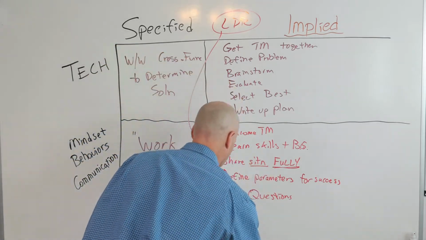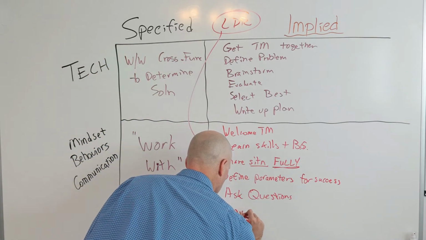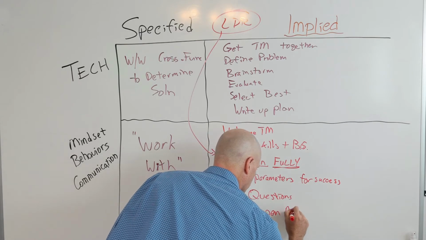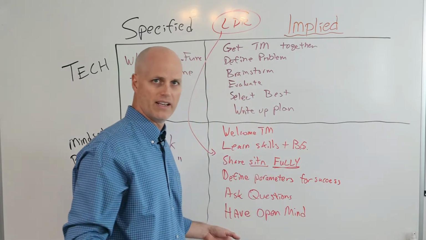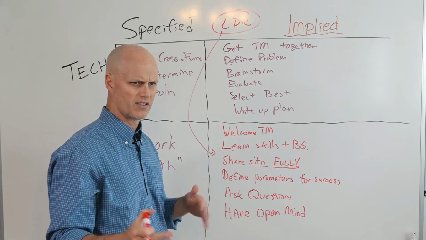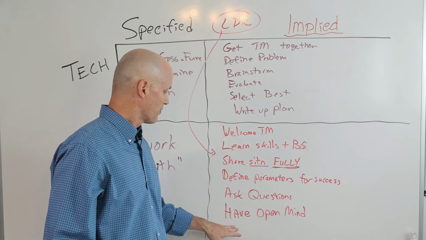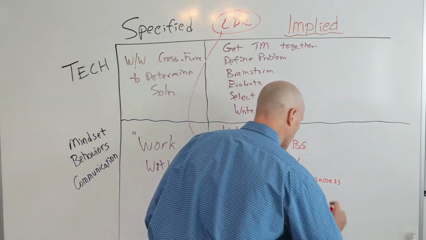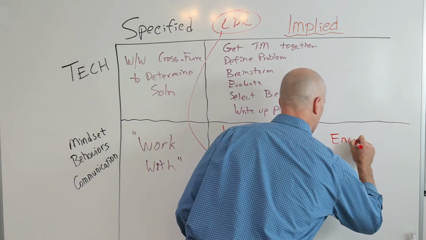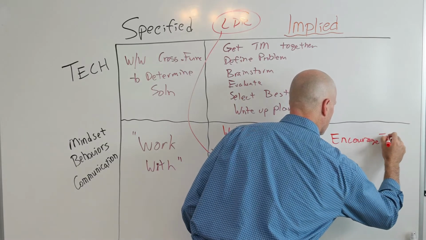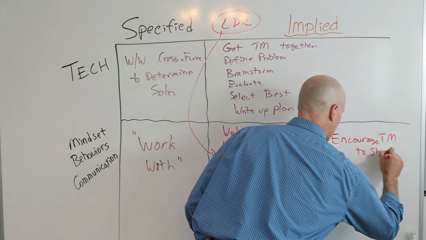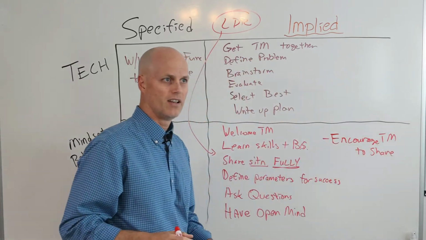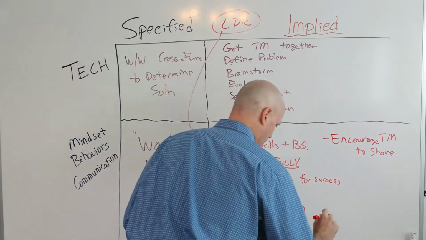Some other ones might be have an open mind. Because sometimes the leaders will get in there and think, well, I know the answers. Everyone else is here just to support this. I'm not really sure why everyone's necessary. That's where choosing to have an open mind is so important. Encouraging team members to speak up or to share. That can be another one that is forgotten, overlooked, etc.